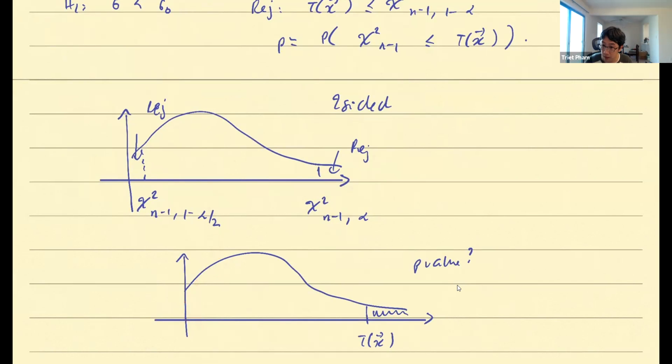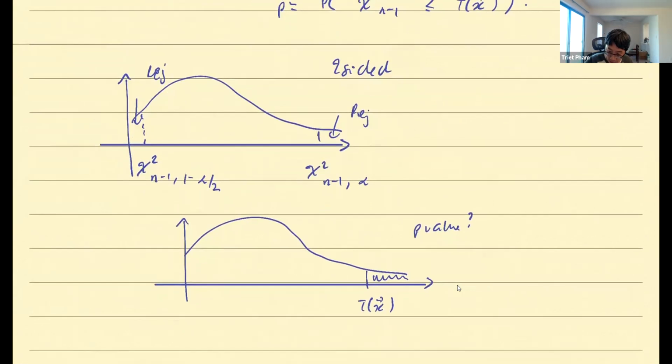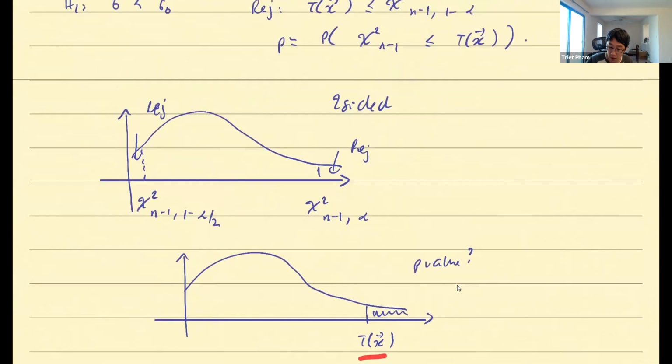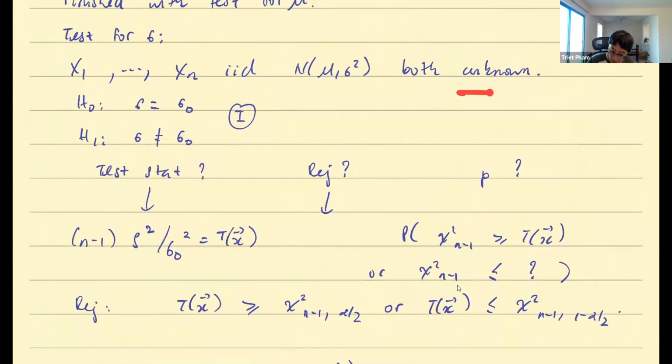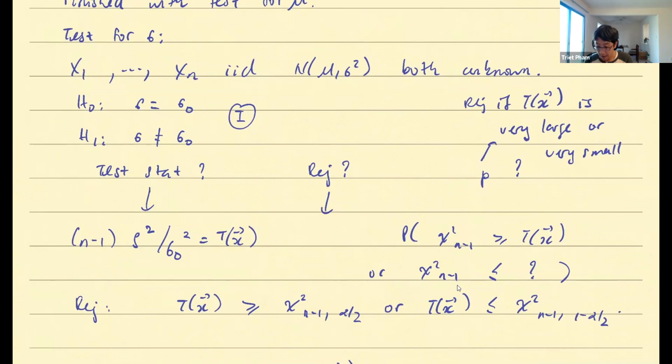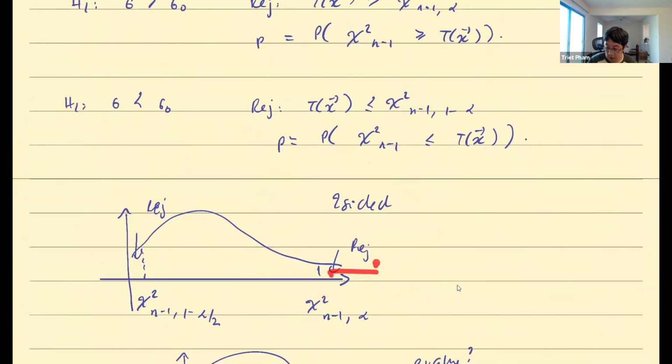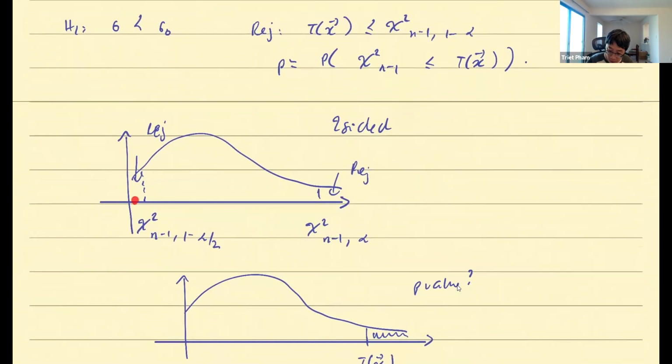Do you understand? Because you would reject if your T of X is here. In this one, the intuition is that you would reject if T of X is very large or very small. Very large meaning, you know, large, that's fine. But very small here means close to 0, not very negative.